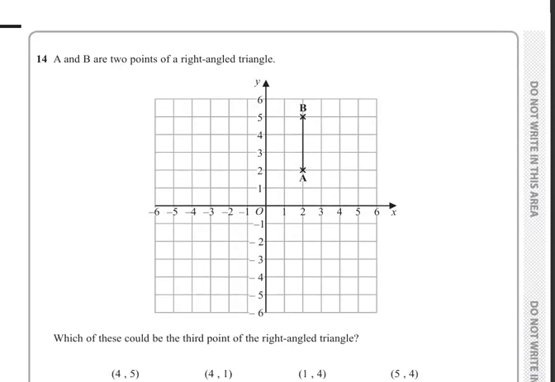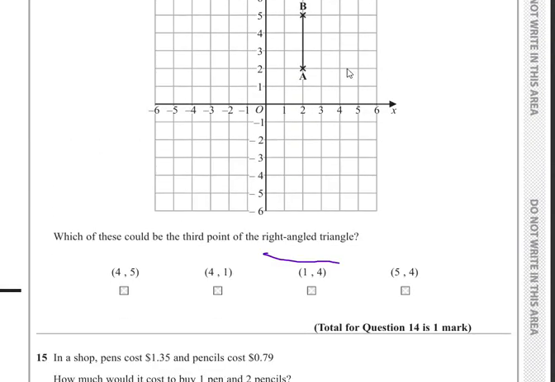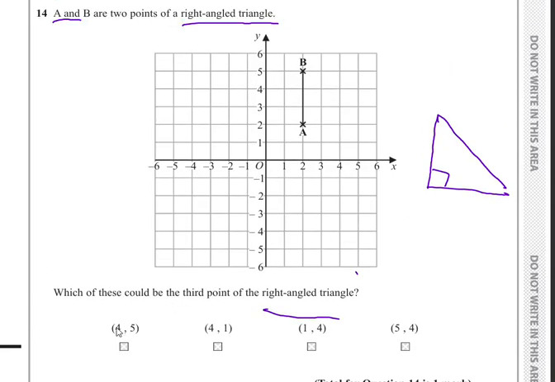Okay. So A and B are 2 points of a right angle triangle. Which of these could be the third point of the right angle triangle? Okay. So guys, as you can see here, we want A and B. You should know how a right angle triangle is. It's like this, okay? This is a right angle triangle, all right? So that means just check these points, draw them right here, and check if they actually make a right angle triangle or not.